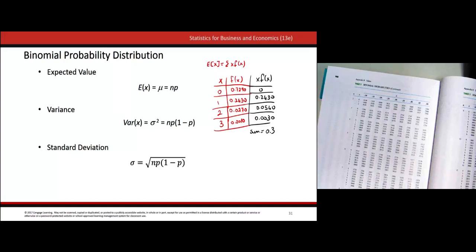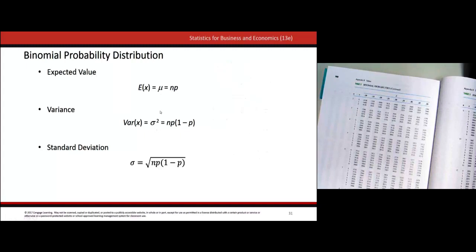0.3. But if we know we have a binomial random variable, we don't have to list the outcomes and probabilities and calculate it like this. We can easily calculate the expected value, which is n times p. If we have a binomial random variable, here n is 3, p is 0.1, which is 0.3. And the variance is n times p times 1 minus p. This is only true if you have a binomial random variable.